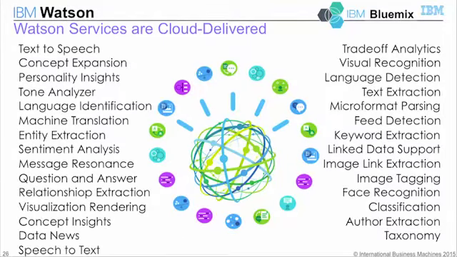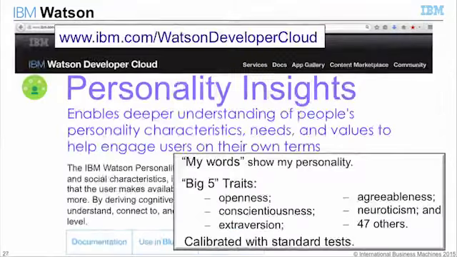This chart's a few weeks old. There's currently about 32 APIs out there. This is a list of them, and some of them are obvious: text-to-speech, personality insights I mentioned, machine translation, translates language from one language to another. There's quite a collection of them. What I think I'm going to do is talk about a couple more to give you a sense of this.